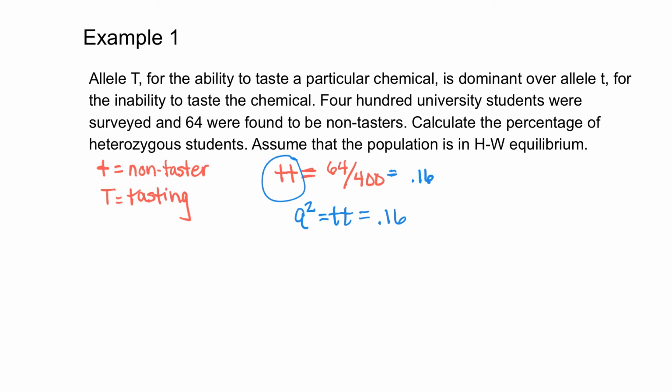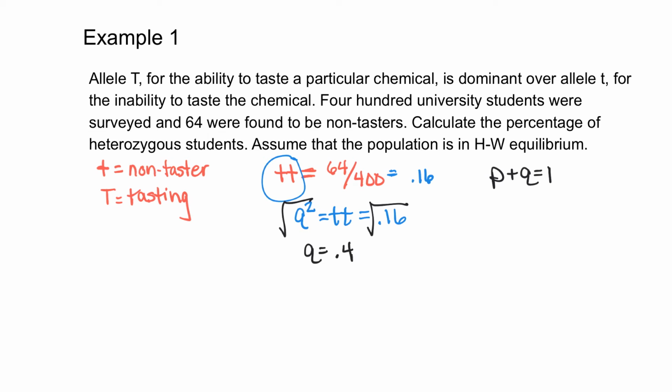So if Q squared equals 0.16, and we want to use this equation, P plus Q equals 1, we need to find Q. And so in order to find Q, we're going to take the square root of Q squared and the square root of 0.16, and we get Q equals 0.4.